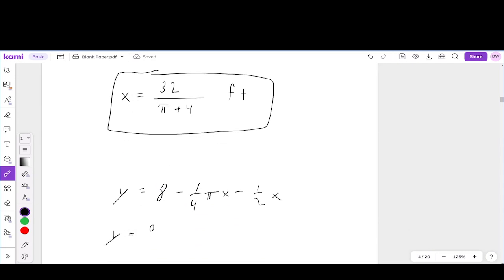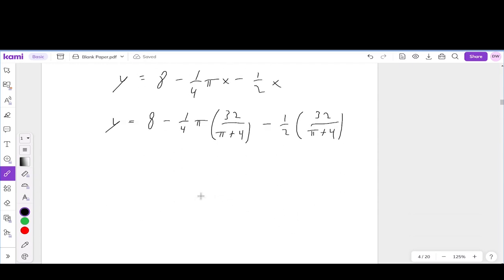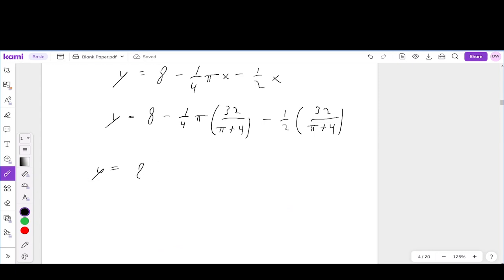Y equals 8 minus 1/4 pi times 32 over pi plus 4, minus 1/2 times 32 over pi plus 4. Simplifying this, it's going to be 8 minus... You can reduce the 1/4 and the 32 to give you an 8 in the numerator. This pi stays in the numerator.